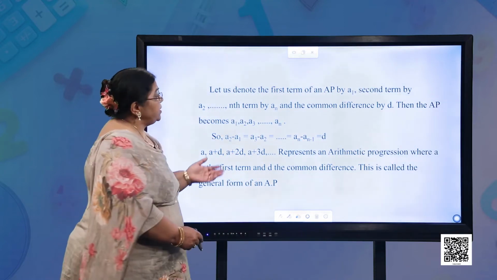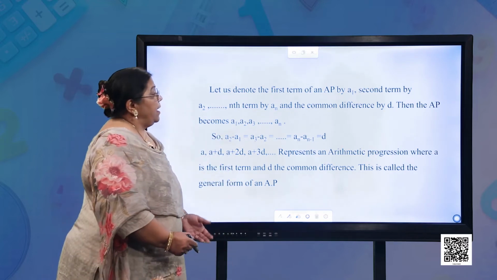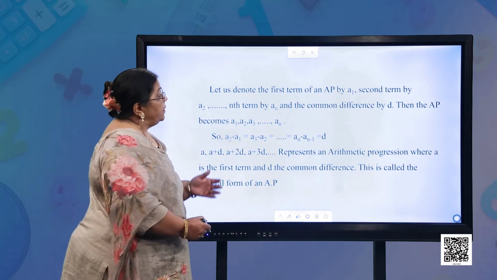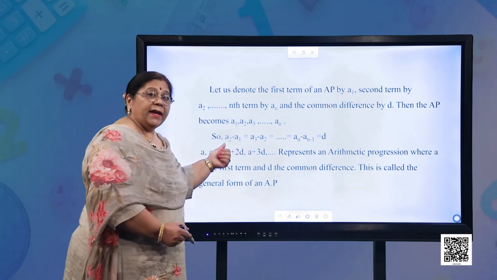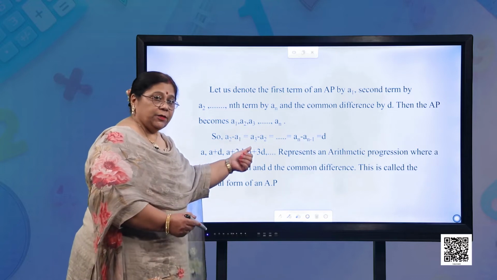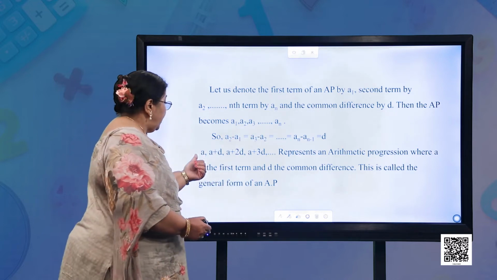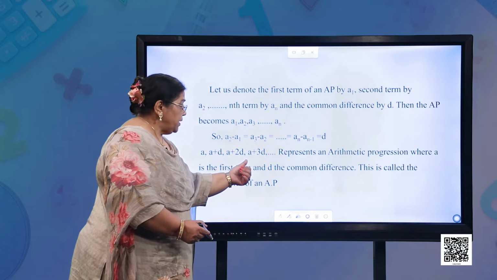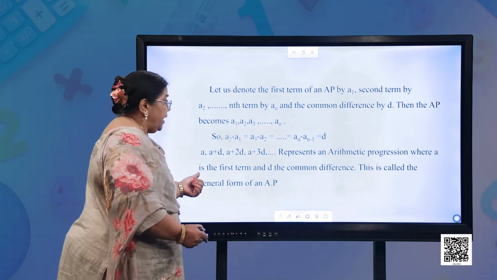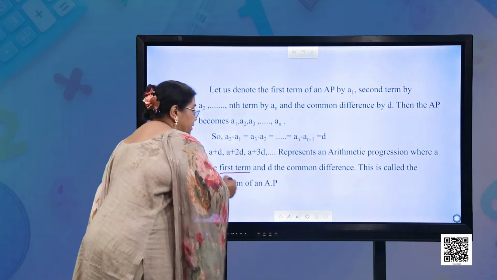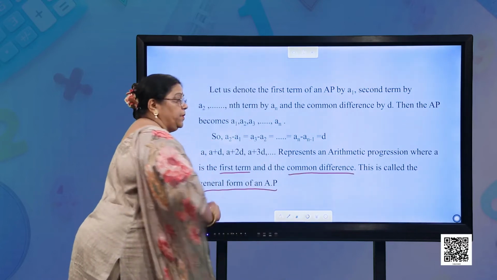Let us denote the first term of an AP by A1, the second term by A2, the nth term by An, and the common difference by D. Then the AP becomes A1, A2, A3, ..., An. So, A2 minus A1 is equal to A3 minus A2, which is equal to An minus An minus 1, which is equal to D. A, A plus D, A plus 2D, A plus 3D and so on represent an arithmetic progression where A is the first term and D is the common difference. This is called the general form of an AP.